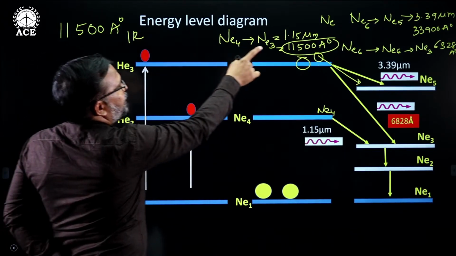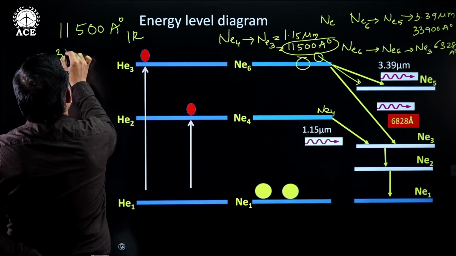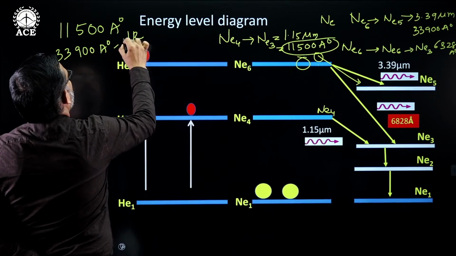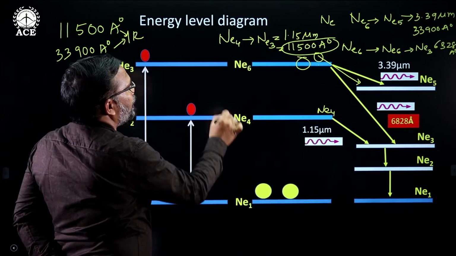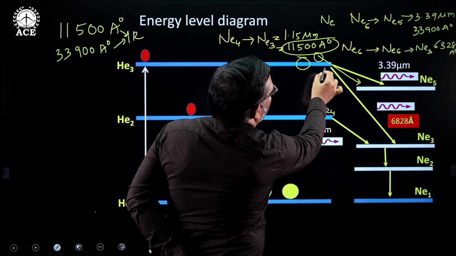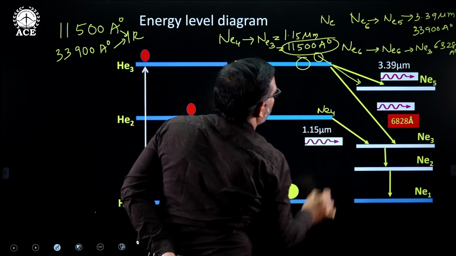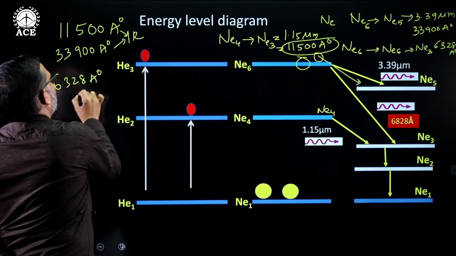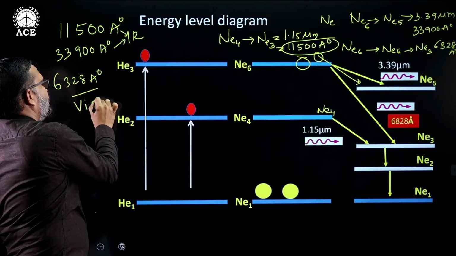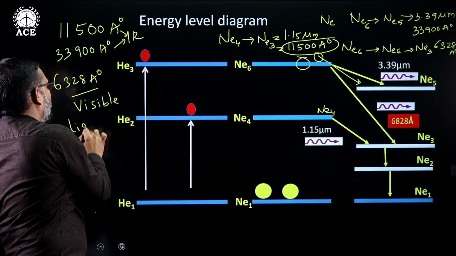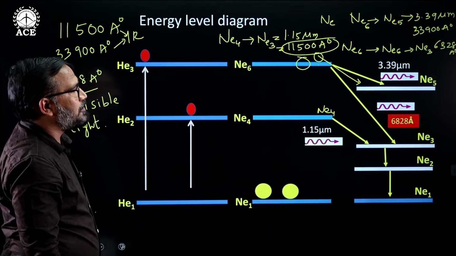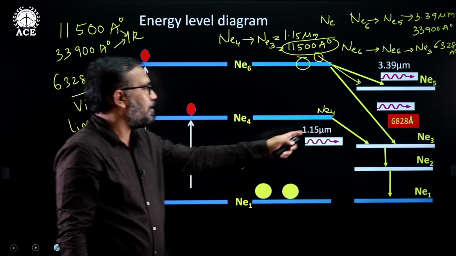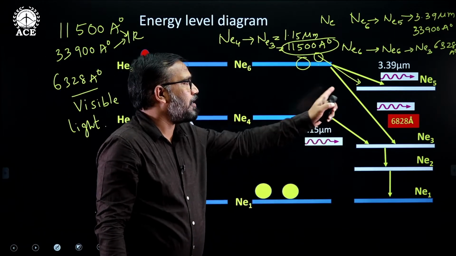Similarly, the transition from Ne6 to Ne5, that is 33,900 angstrom, is also infrared. Both are infrared. But the transition from neon 6 to neon 3 is 6328 angstroms. So that is visible light, red color. The transition of the neon atom from Ne6 to Ne3 gives a laser emission of red color. The other emissions come under IR radiation, infrared radiation.